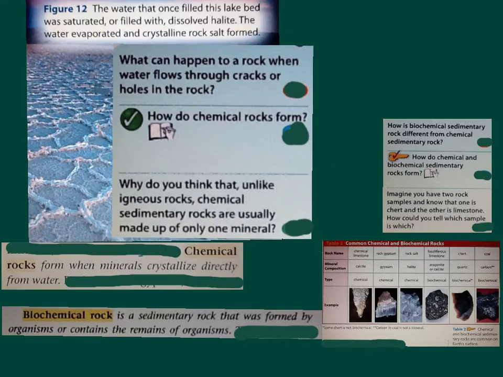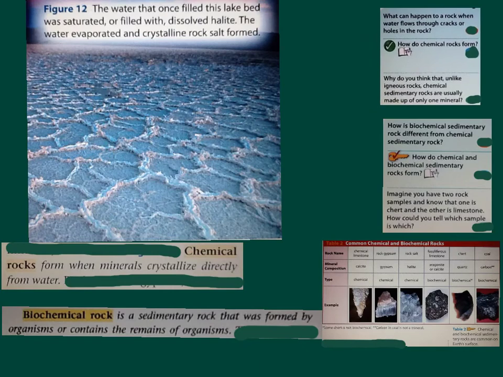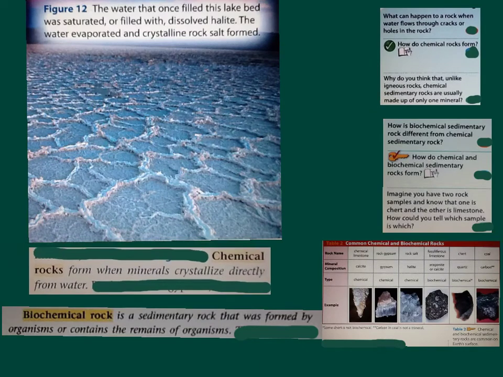Also, you need to make sure that you have this written down, which is your vocab word. Chemical rocks form when minerals crystallize directly from water. Make sure you have that written down in your science journal as one of your definitions.